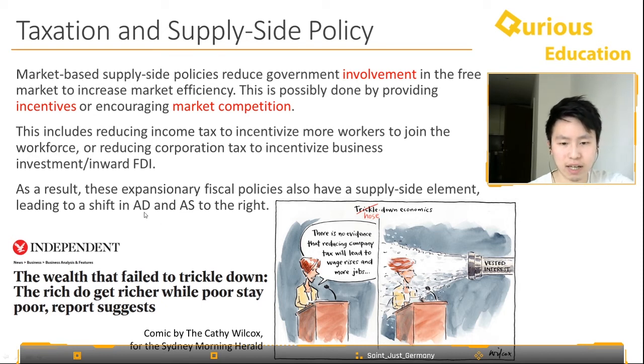So just be aware of that as well when you're approaching tax cuts. It can be classified as both.